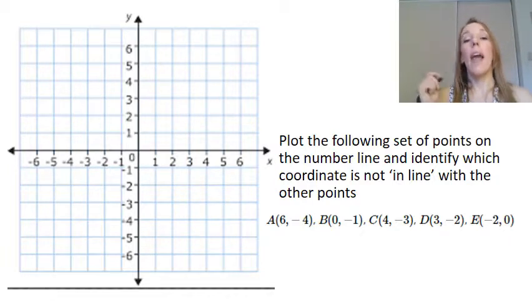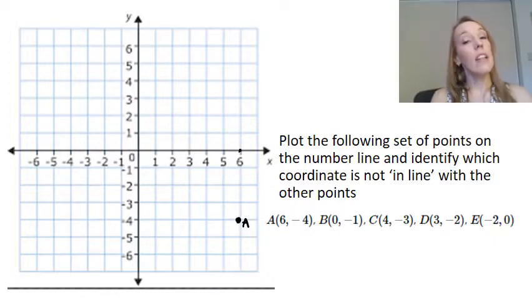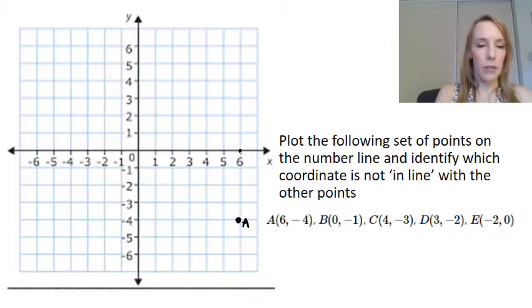So 6 is our x coordinate. What we do is we go along our x-axis and find 6, which is here. And then -4. We're going to drop down, because that's our y coordinate, to -4, and that's our point A. And we're going to label it as well. For B, it's 0, so our x coordinate is 0, so that's the origin there, and it's -1, so we're going to drop down 1 point. Okay, that's our B coordinate.